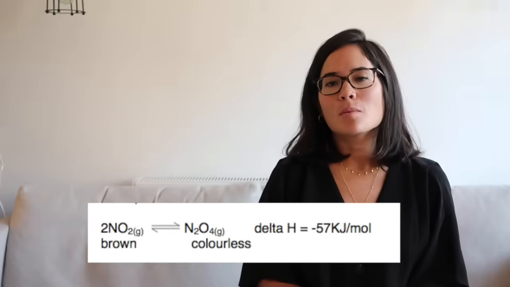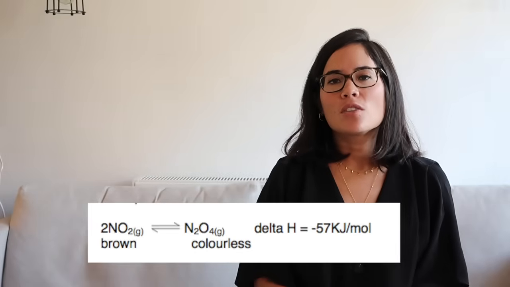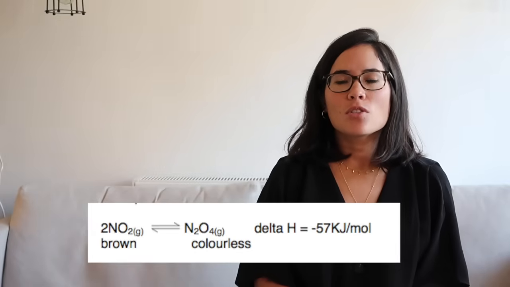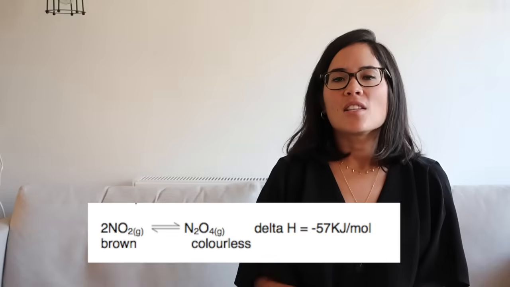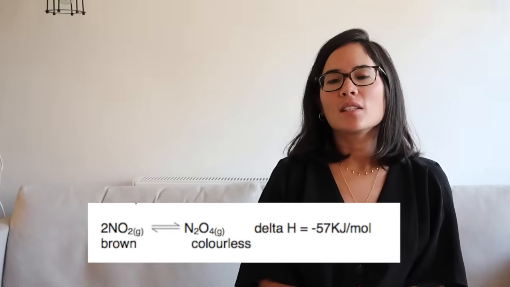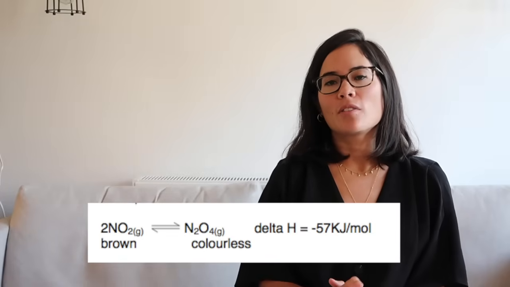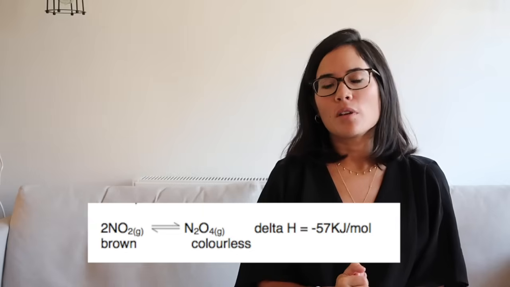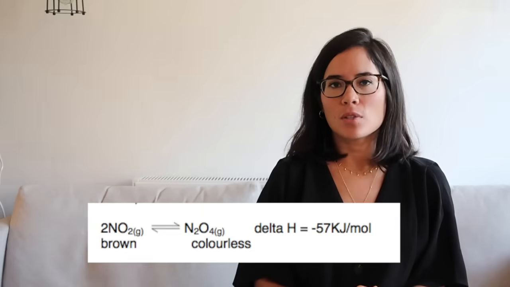Let's look at another example now. So I'm going to bring up an equation which is showing NO2, reversible arrow, N2O4, and do notice their colours. NO2 is brown and N2O4 is colourless, and look at the delta H sign, it is an exothermic reaction. So let's see what happens when we increase the temperature.